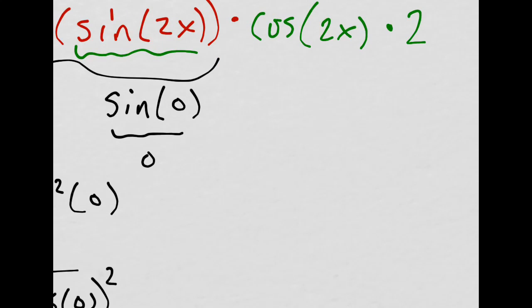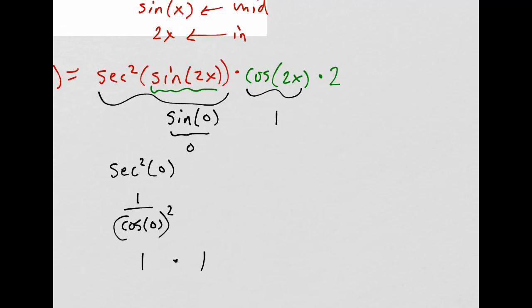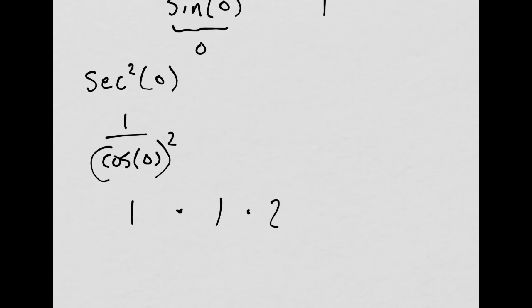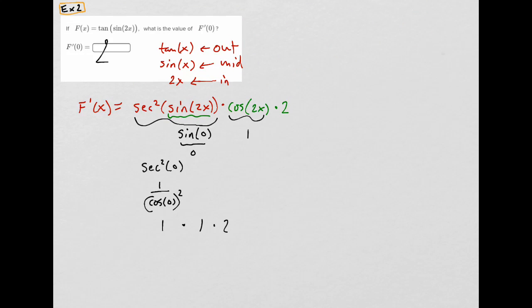We do times cosine of 0, that's, we just said, 1, times 2. And so we get 2. And that's how life goes. This is a 2. That's all she wrote.